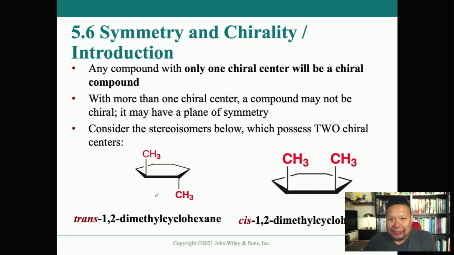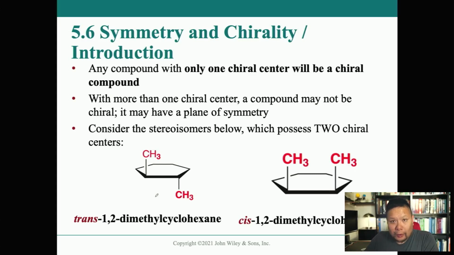So symmetry and chirality now, okay? Any compound with one chiral center will be chiral, right? A chiral center, again, is a carbon with 4 different substituents on it, right? That makes it not symmetrical, right?